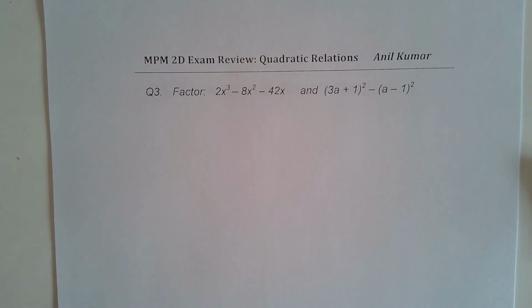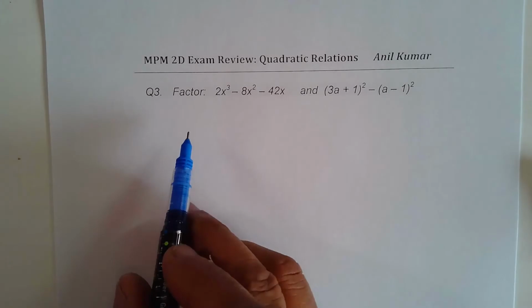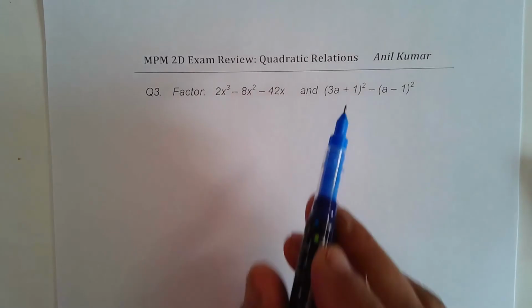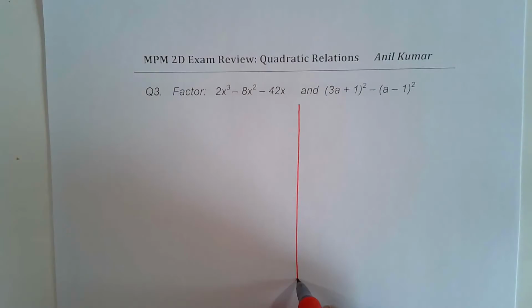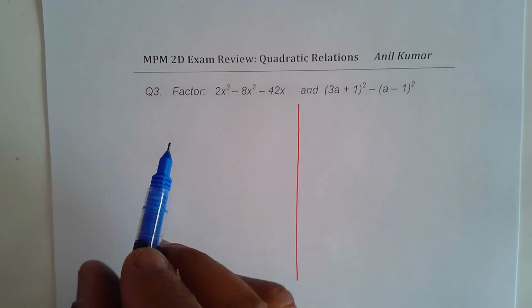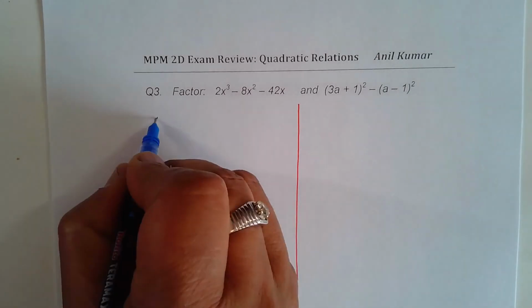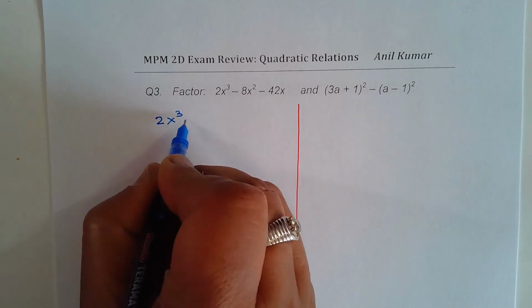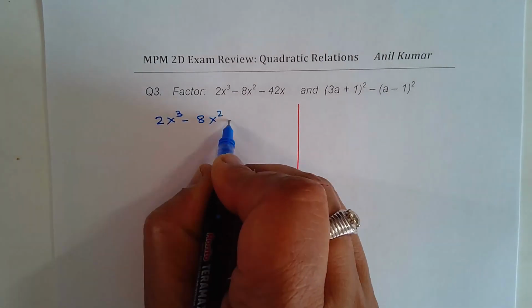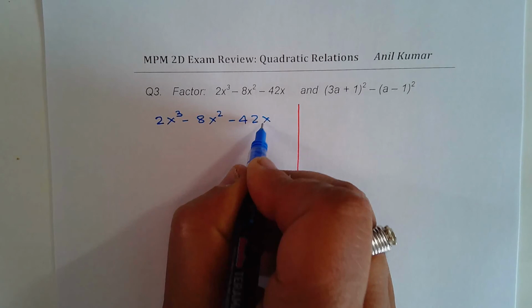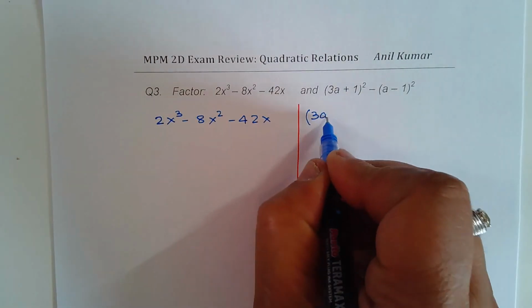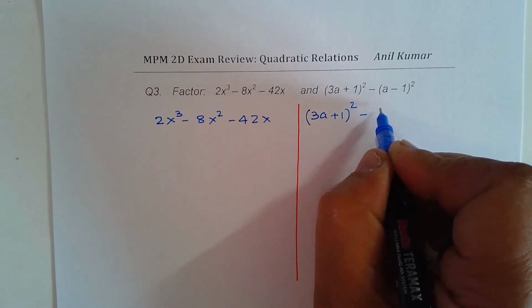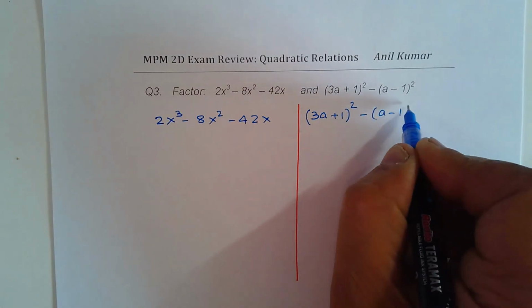Question number 3. Here is to factor. Again we have 2 examples to factor. We will do them one by one. So the first one here is 2x cubed minus 8x squared minus 42x. The second one is a difference of squares, 3a plus 1 whole square minus a minus 1 whole square.